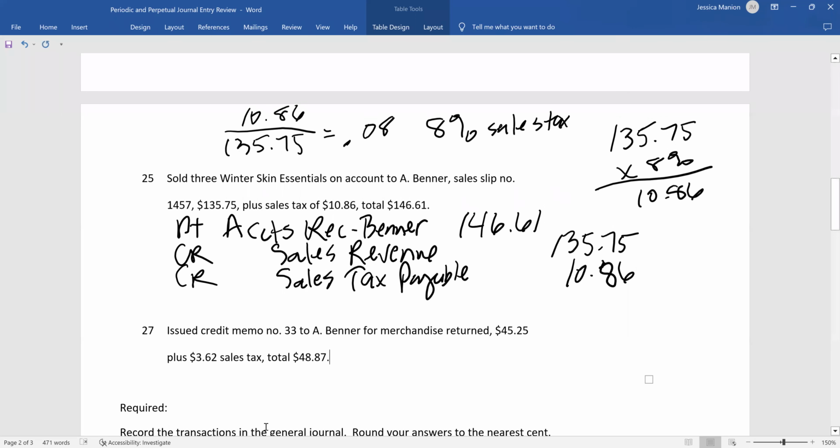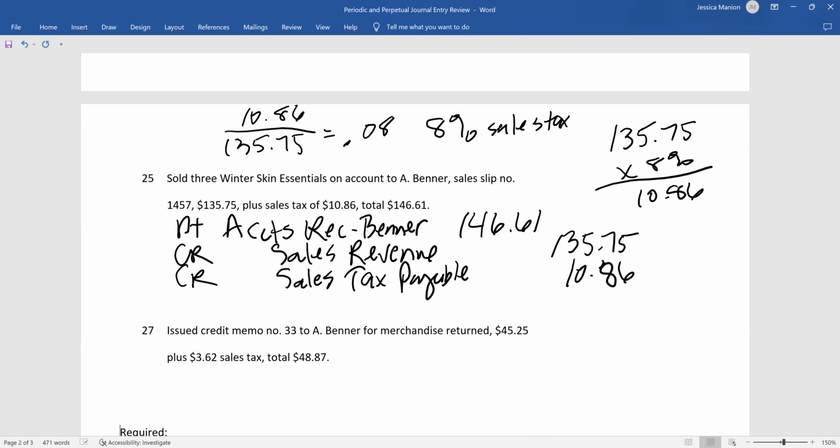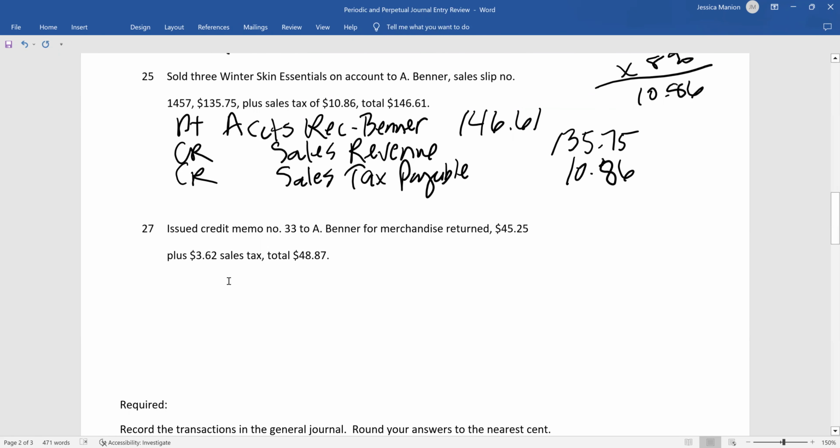Why it keeps doing that to me. It's aggravating me. Something with the formatting of this document. But anyway, okay.